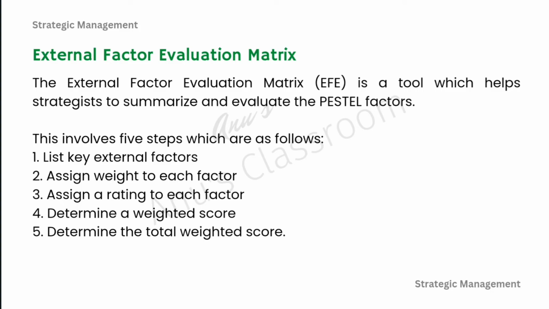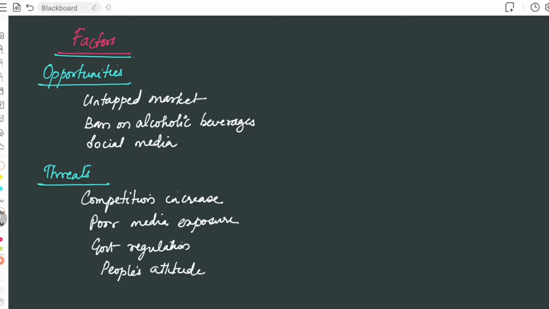Now we will list down, first step we'll list down all these key external factors. Then we'll assign a weight, like global market, untapped market, maybe we'll give a weight of like say 0.15. So I've gone ahead and listed out all the various external factors, and I have differentiated them into opportunities and threats. So that was our very first step. So the next step is we will assign weights to them.